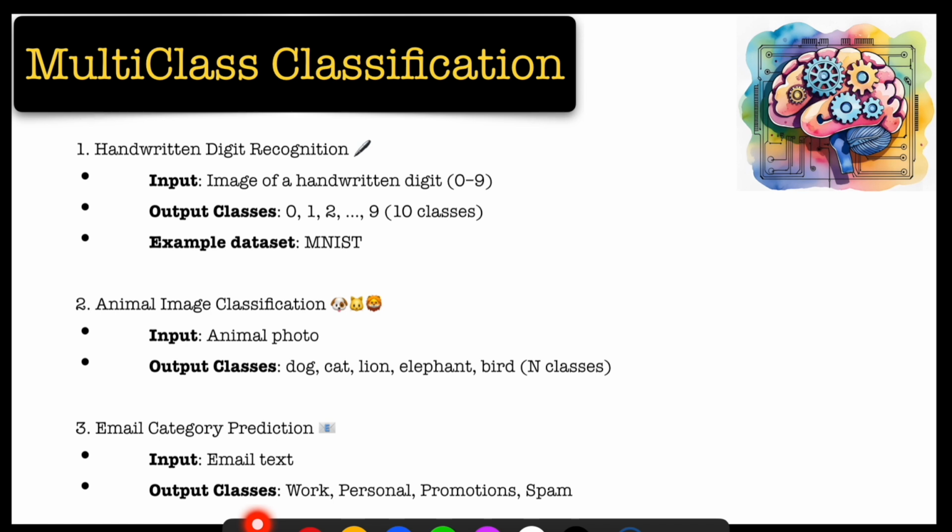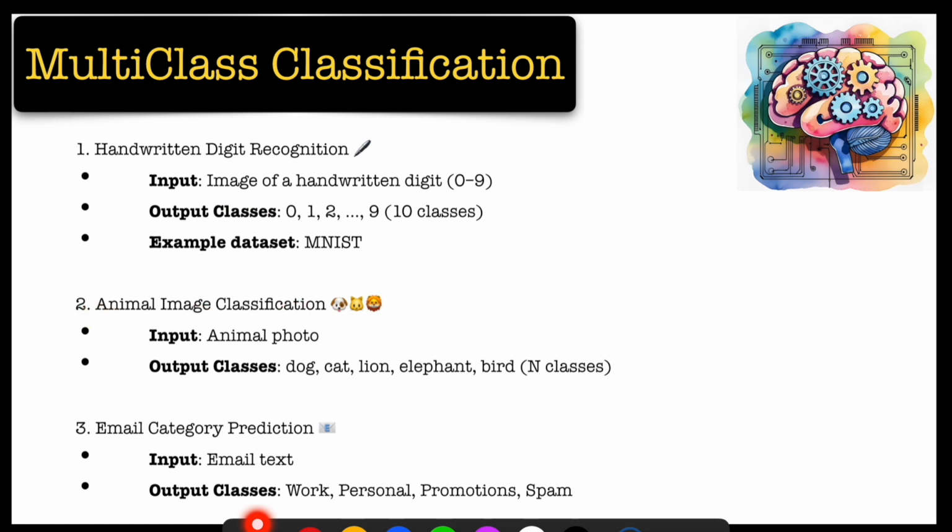A few well-known examples or applications of multi-class classification. Handwritten digit recognition. There is a well-known MNIST dataset of handwritten digit images. It has images of 0 to 9 and we have to classify them as one of these 10 classes, 0, 1, 2, up to 9.